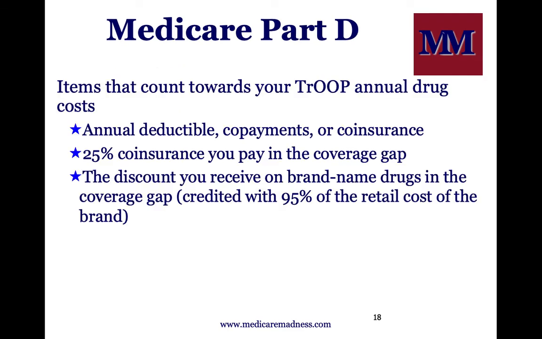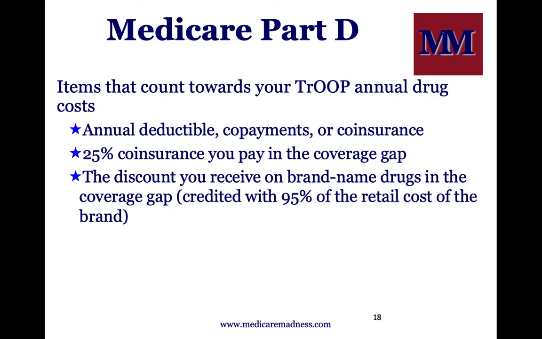The items that count toward your true out-of-pocket annual cost are your annual deductible and any copays or coinsurance you pay during the initial coverage level. Additionally, the 25% coinsurance that you pay on a brand or a generic drug when you're in the coverage gap.